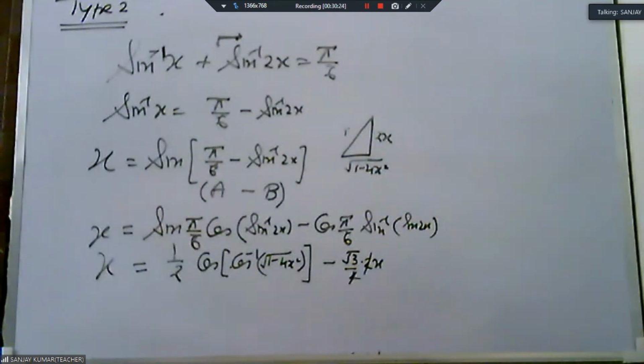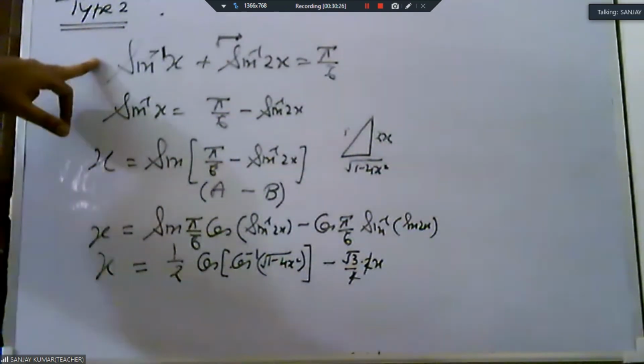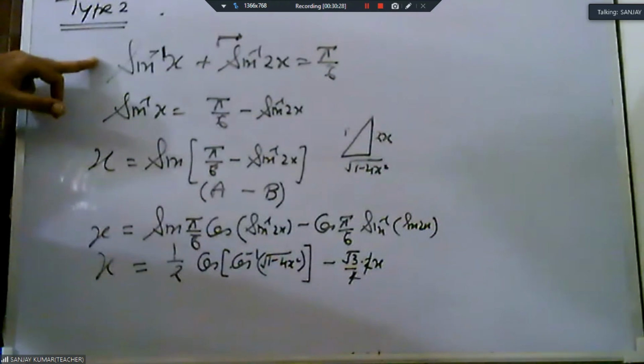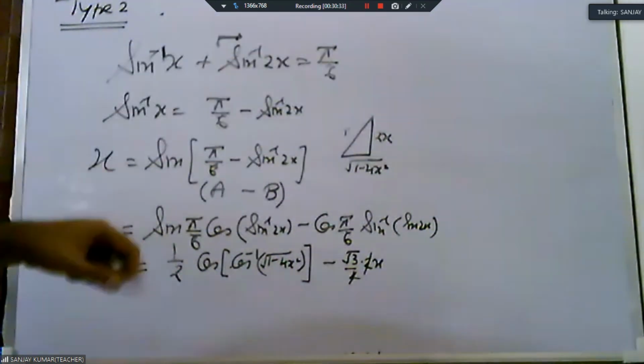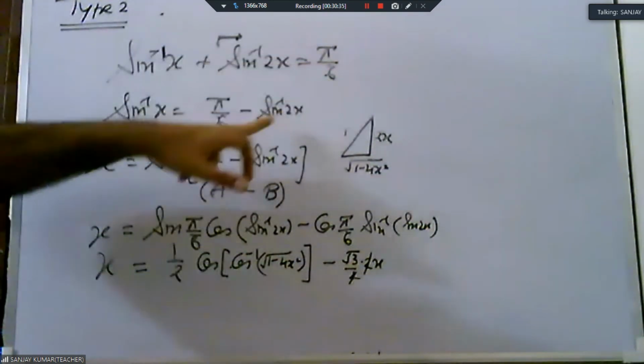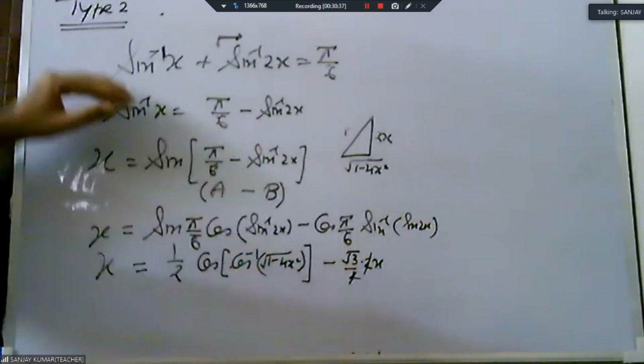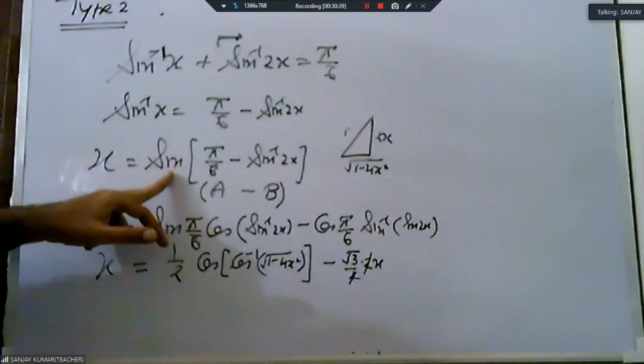Okay. Then again we repeat. Again the same repeat. The type 2 solves all the questions in this method. We put this sin inverse on the right side. We are taking sin inverse on the right side. Then this is sin minus sin inverse 2x. Then this sign on this side.